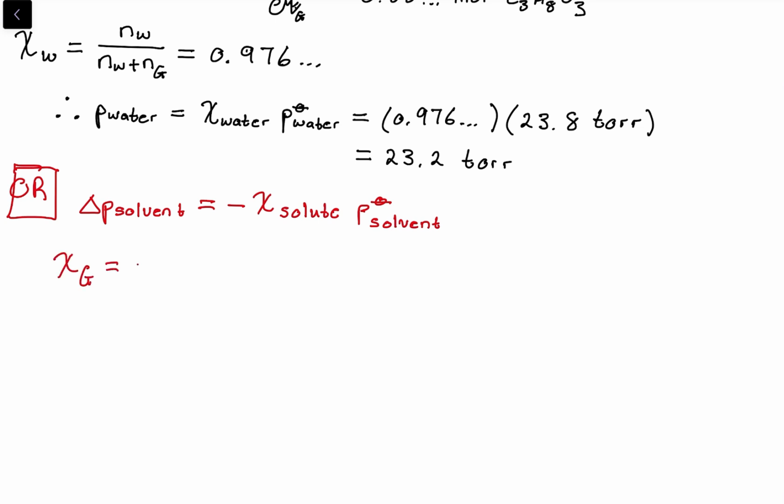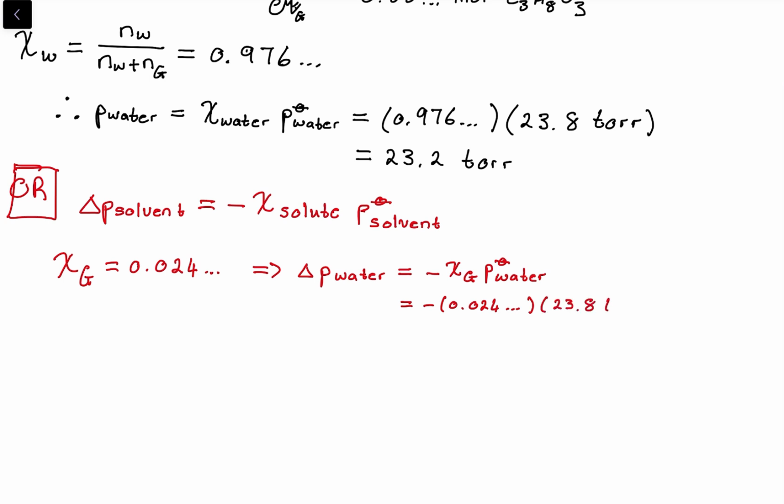The mole fraction of glycerin is going to be about 0.024, and that means the change in the vapor pressure of water is going to be equal to minus the mole fraction of glycerin, minus 0.024, times 23.8 torr, which gives us minus 0.571 torr.